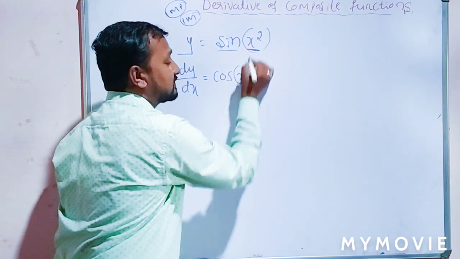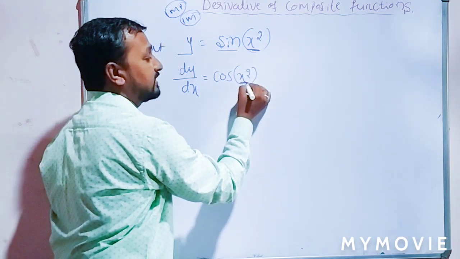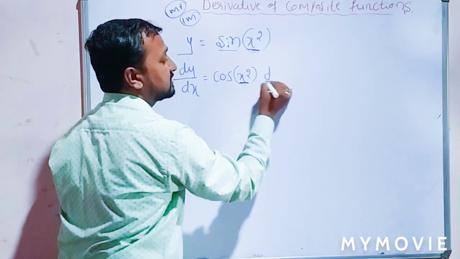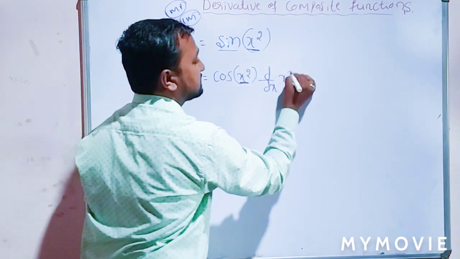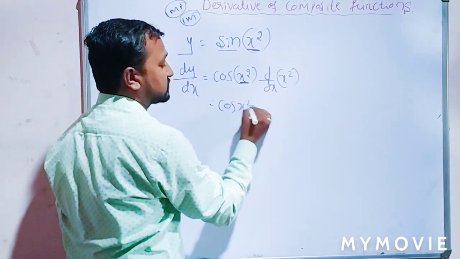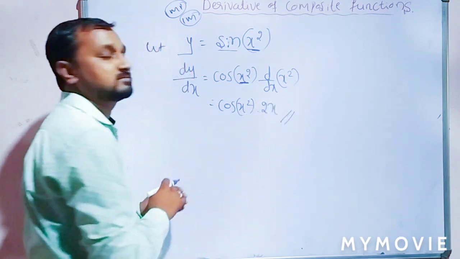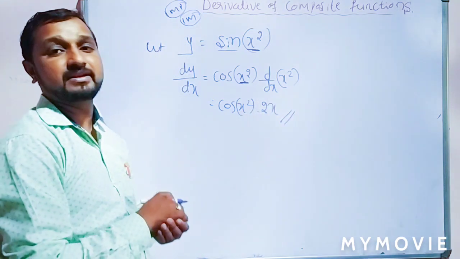Then instead of the standard function, what is there? X square. So again, this is one combination of functions. Again, differentiate this function, that is d by dx of x square. The next step should be cos of x square into d by dx of x square, which is 2x. This is the answer. One more question. Very simple question it is.